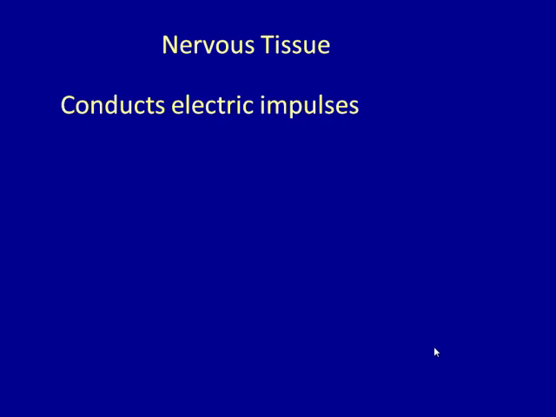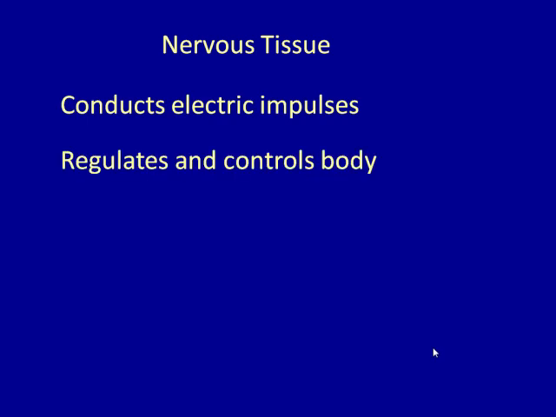Nervous tissue conducts electrical impulses. So it's going to regulate the body's activity and control the body. The brain, the spinal cord, and the nerves are composed primarily of nervous tissue.